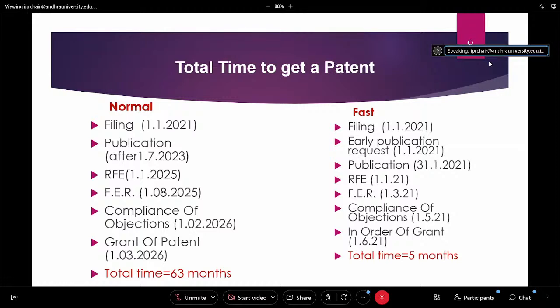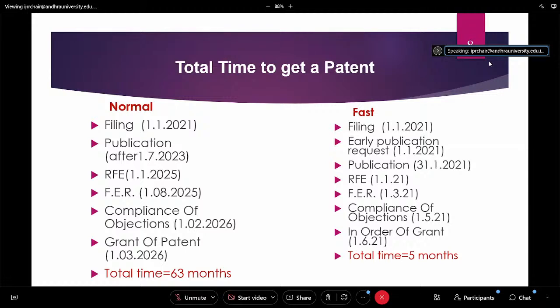However, look at the faster route. If you have filed another, there will be one Form 9 for early publication request. So if you have filed that form, your application will be published within 1 month. So you have to file that early publication request on the same date of your filing. So your application will be published within 31st January 2021.